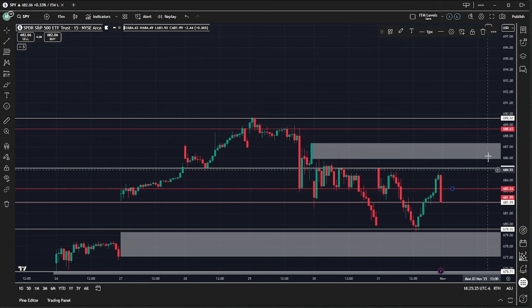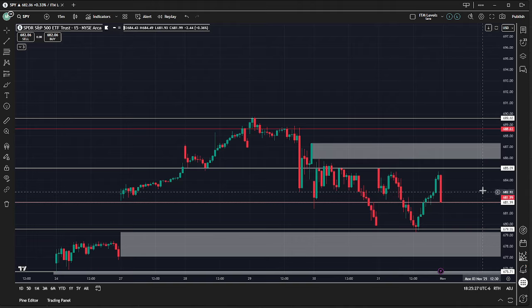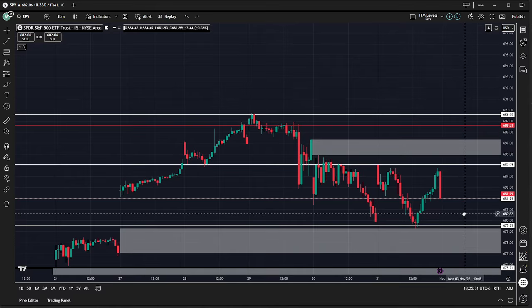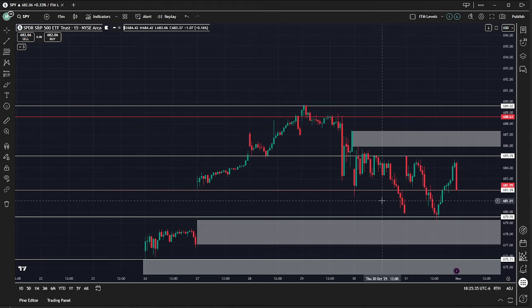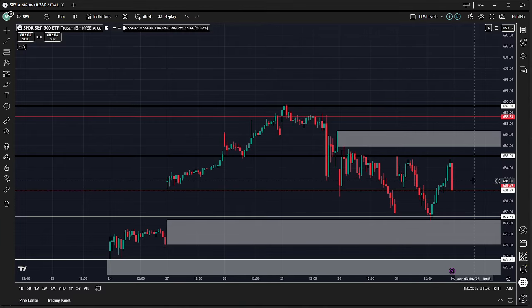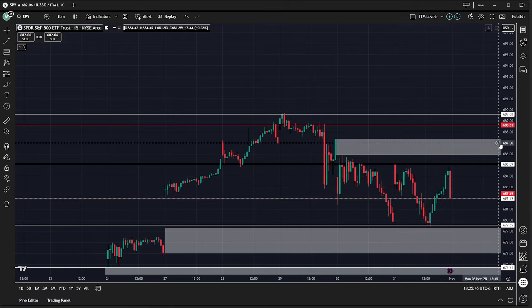685.09 to 681.99, and then 681.99 to 679.55. I like that right there. This is $4 separated. This isn't too bad. Let me see.